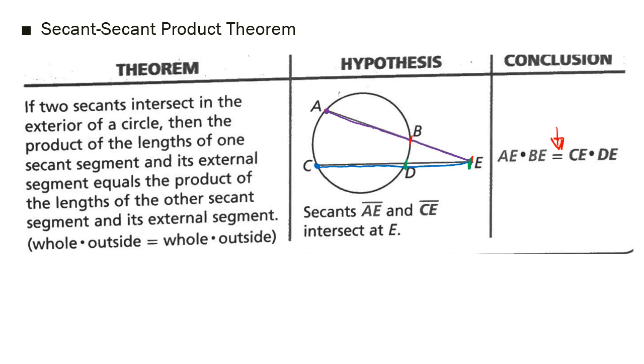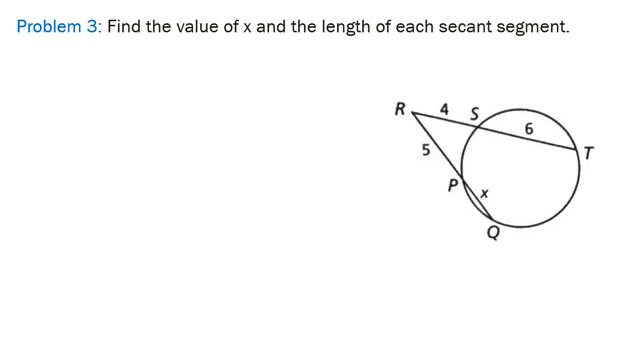So what does that look like in a problem? Well, it's easier to understand when you see numbers. Find the value of x and find the length of each secant segment. So our first secant segment is here, RT, marked in purple. To set up our problem, we're going to start with taking the exterior, which is 4, and that's going to get multiplied to the total length of the secant segment, so RT. So 4 plus 6 is 10.